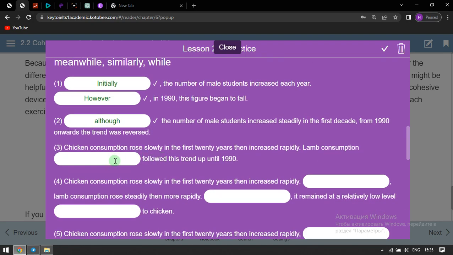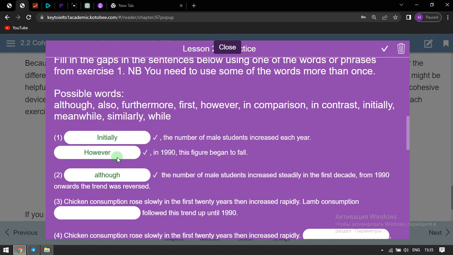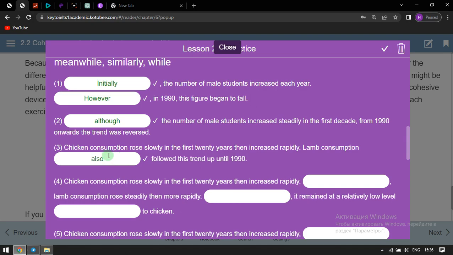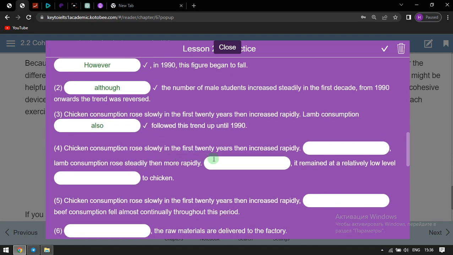Chicken consumption rose slowly in the first 20 years, then increased rapidly. Demak, birinchi 20 yilda sekin o'sibdi, keyin tez o'sibdi. Lamb consumption followed this trend up until 1990. Lamb consumption esa 1990-yilgacha xuddi shunaqa holatda davom etibdi. Xo'p, endi ikkalasi bir vaqt o'zida bo'lgan bo'lsa, demak, u ham demoqchi bo'lsak, also qo'yamiz. Also. Chicken consumption rose slowly in the first 20 years, then increased rapidly.